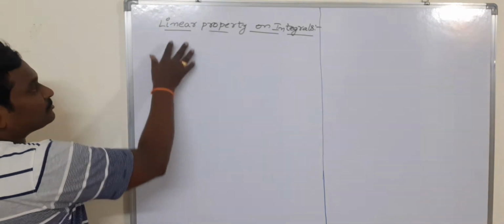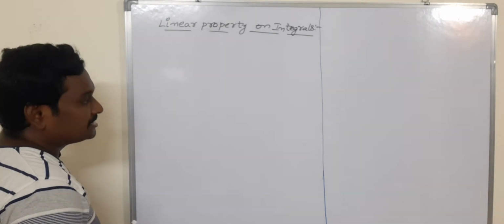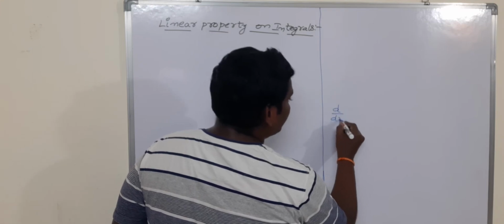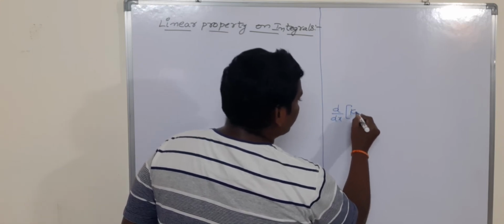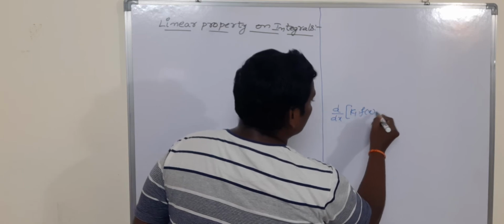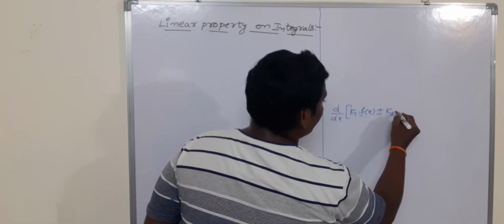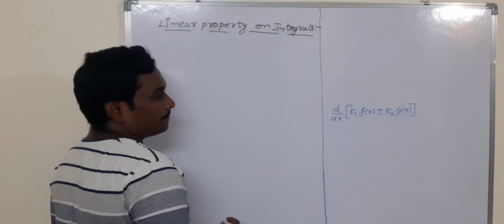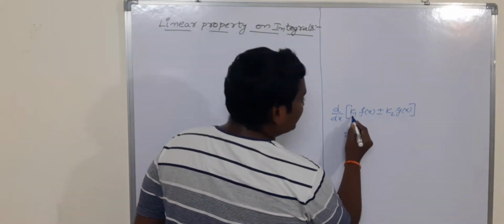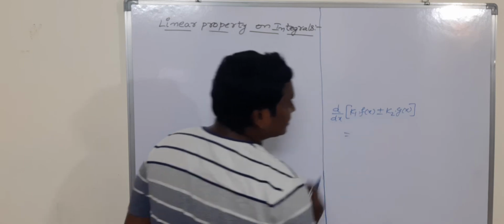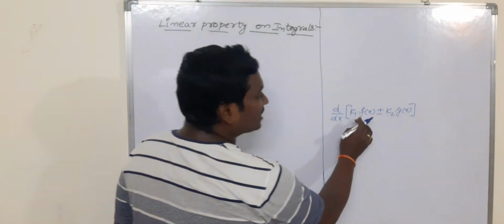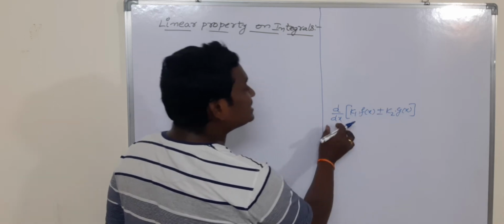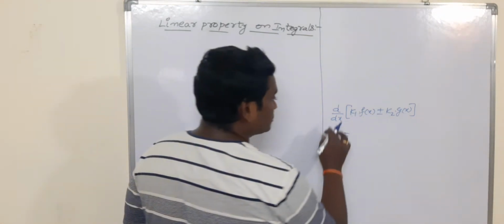Before stating this property in integration, see the linear property in differentiation. d by dx of k1 into f of x plus or minus k2 into g of x. Here k1 is a constant, k2 is another constant. Whenever two functions are in addition or subtraction, we can easily split the terms. So split the terms.